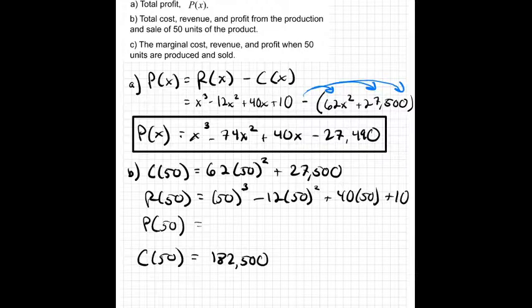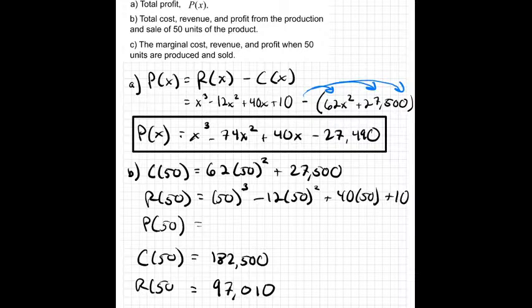Now for this revenue. Hey Siri, what's 50 times 50 times 50 minus 12 times 50 times 50 plus 40 times 50 plus 10? It gives 97,010. Let me check that because something doesn't seem right there. You've got 12 times 50 times 50 plus 40 times 50 plus 10. I guess this could be the case. So we got 97,010, and that's the revenue generated from the production and sale of 50 items.